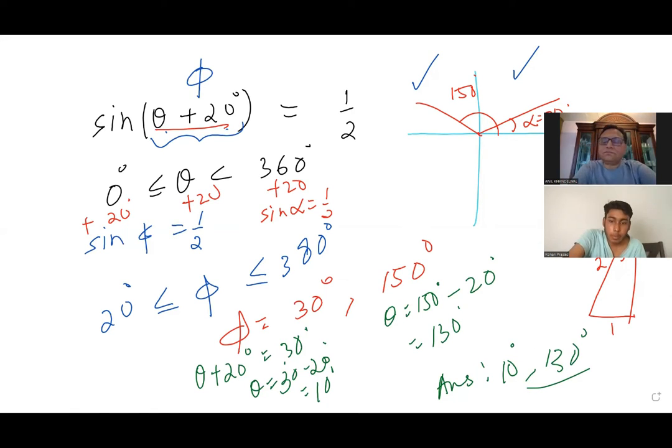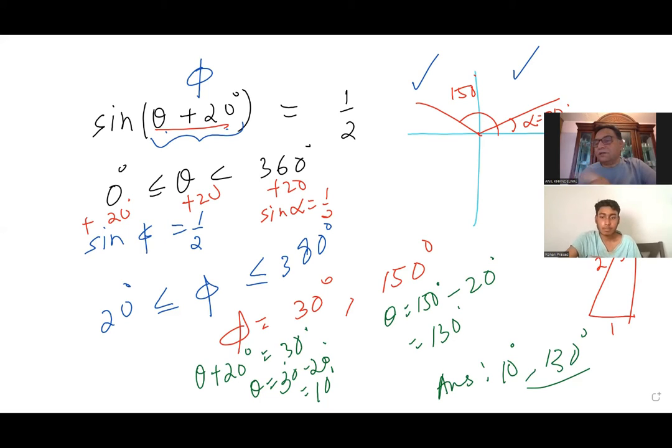Yes, sir. So basically what you did was you first put sine to the other side and made it sine inverse. So theta plus 20 is equal to sine inverse of half. We already knew that sine inverse of half was 30 degrees. And then you moved 20 to the right side and subtracted, knowing that there can be two different answers because of the two quadrants. Correct. Get the idea. So that is how we could actually solve this.